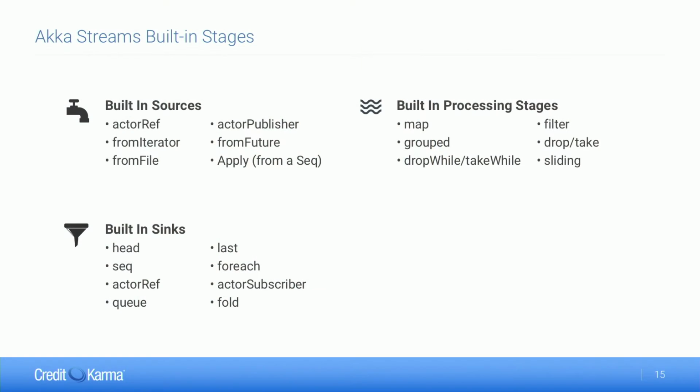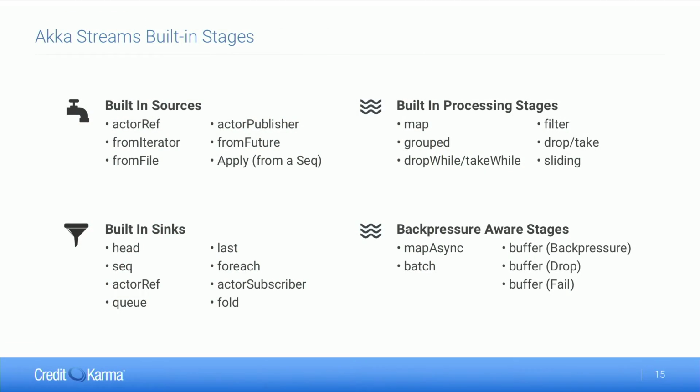Let's take a look at some of the processing stages. Again, a lot of the collections APIs, it's really actually all, I think, collections APIs. You have map, drop and take, drop while, filter. You know, these are all things that you can just use, no custom code necessary. You just call it on the stream, and it'll do that on items moving through.